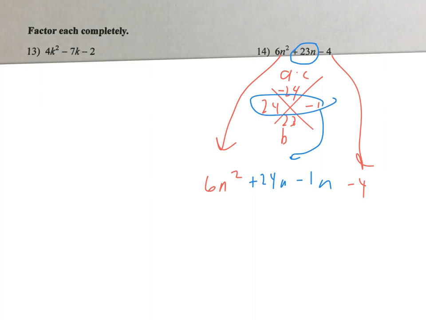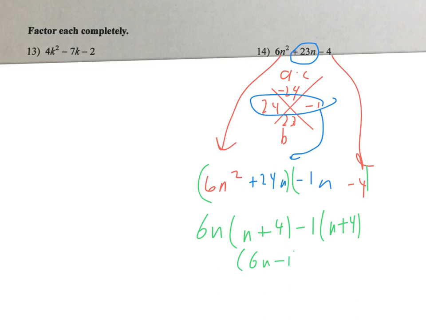And now I'm going to use my grouping technique. So I group these two together and those two together. So on the first group, I can take out 6n, which would leave me n plus 4. The second group, I have to take out something. So even though it looks like I can't take out anything, I can always take out 1 or negative 1. So that's the case here. I'm going to take out a negative 1, which would turn this into a positive n plus 4. I see that I get the same thing in both parentheses, which is good. So I'm going to write this now as 6n minus 1 for the stuff outside and n plus 4 for the stuff inside.